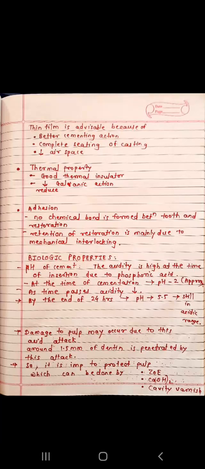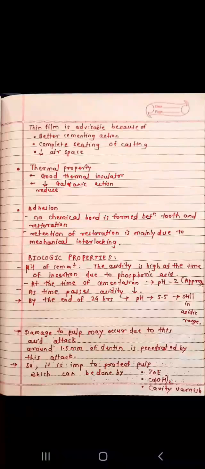Now the adhesion. No chemical bond is formed between tooth and the restoration. This is the important point: in this restoration there is only mechanical interlocking. There is no chemical bond formation between the tooth and the restoration. So there is only mechanical interlocking. So this is the adhesive property of zinc phosphate cement.